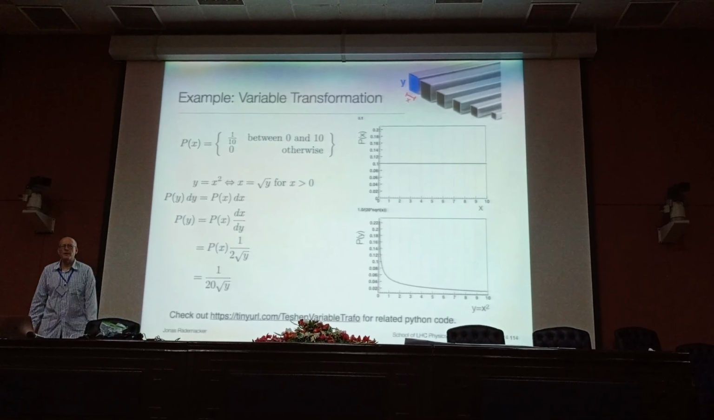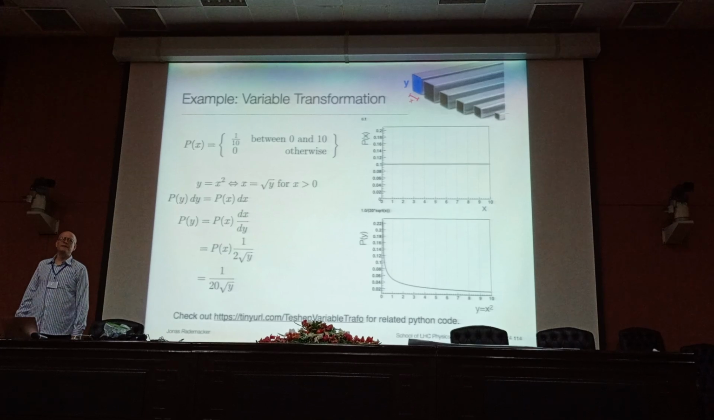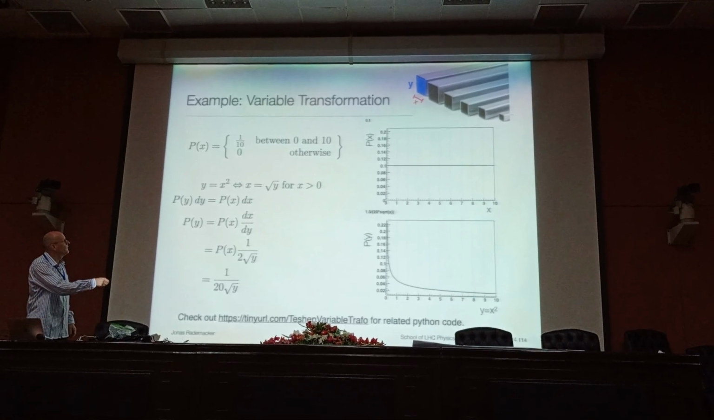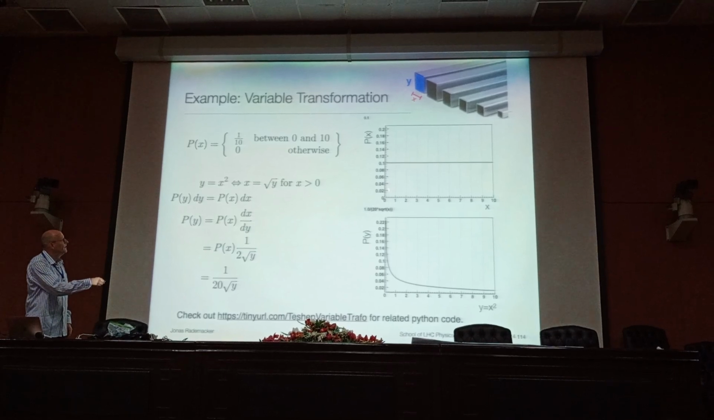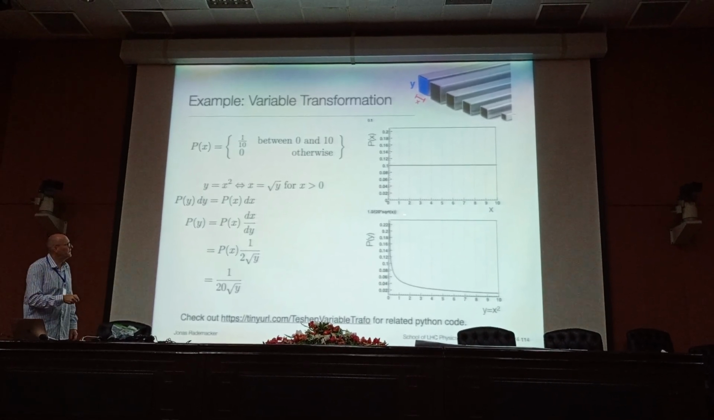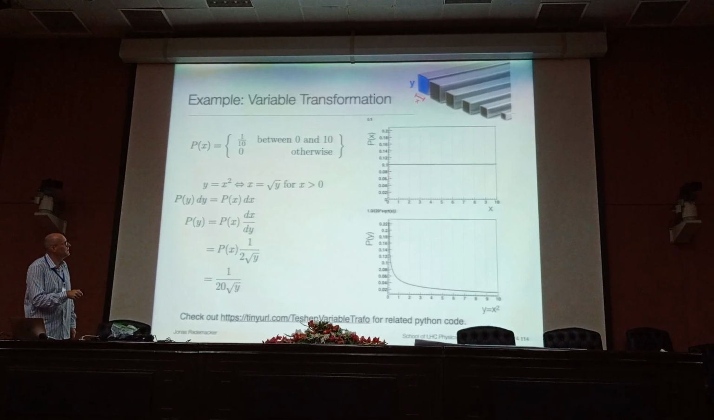The area under the curve should be 1 because we want normalized probability density functions. So if I integrate over the entire function, I want 1. The area under this curve is 10 times this, 10 times 0.1 is 1. So that's why it has to be 0.1. And if this were only 5 units wide, then this would be 0.2.